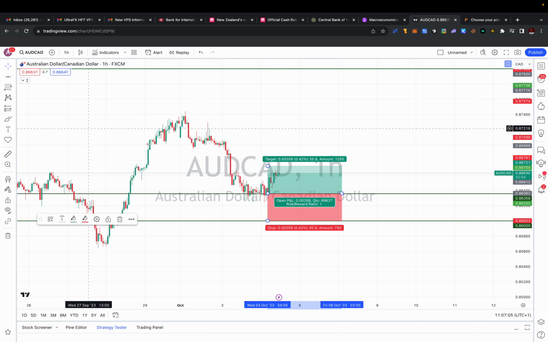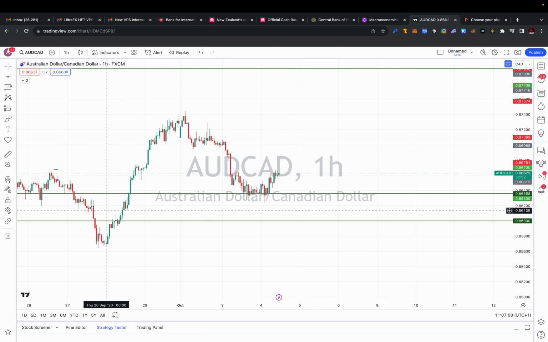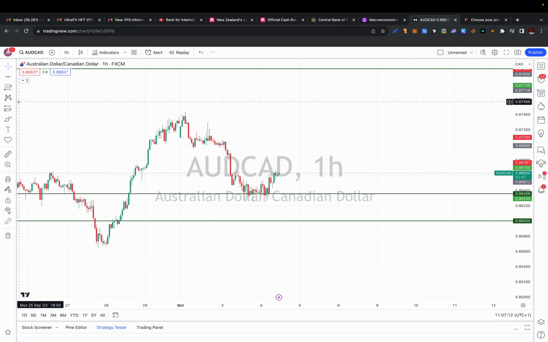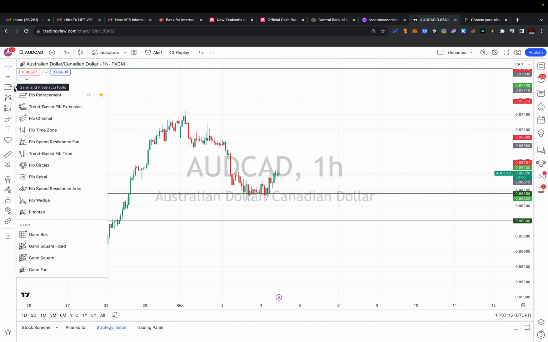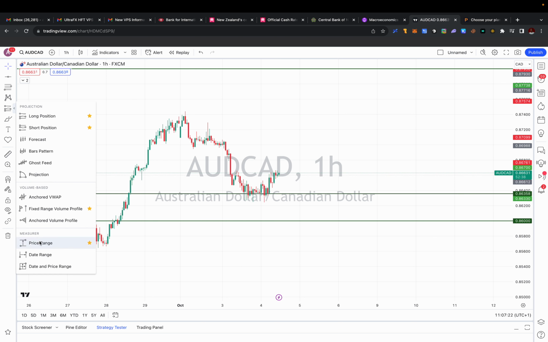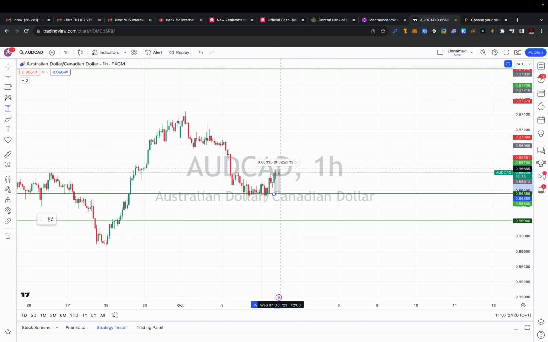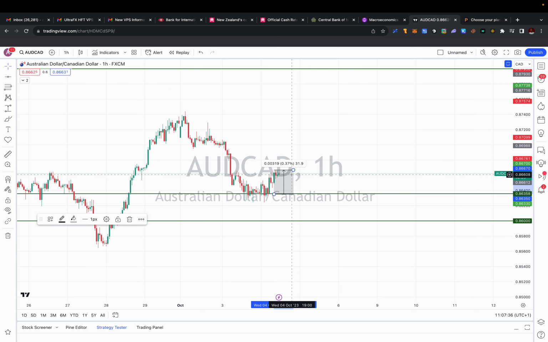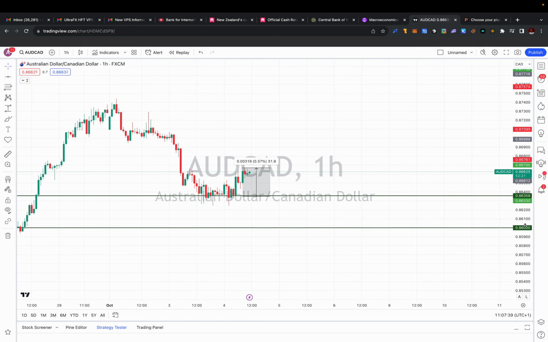Let me close this. Let me use the price range tool. Okay, this is the price range tool. We expected 30 pips, and that is it. It has actually moved 30 pips. If you look closely, it has moved 30 pips. Look at it, and the prediction was actually right.